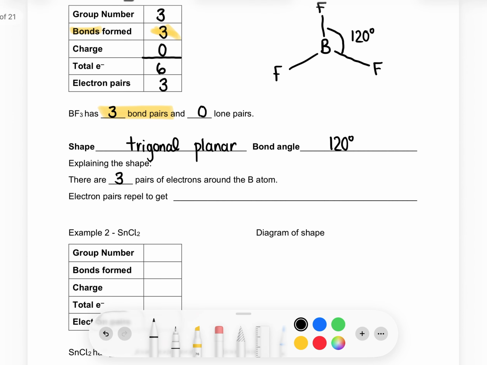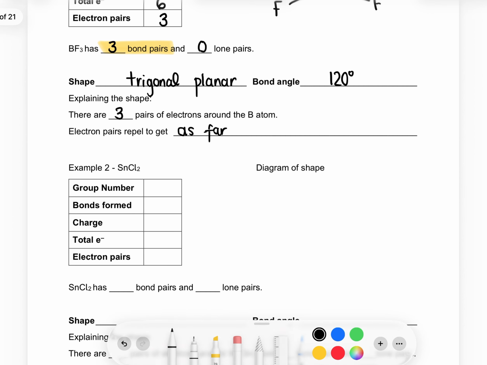So there are 3 pairs of electrons around the boron atom. Electron pairs repel to get as far apart as possible.